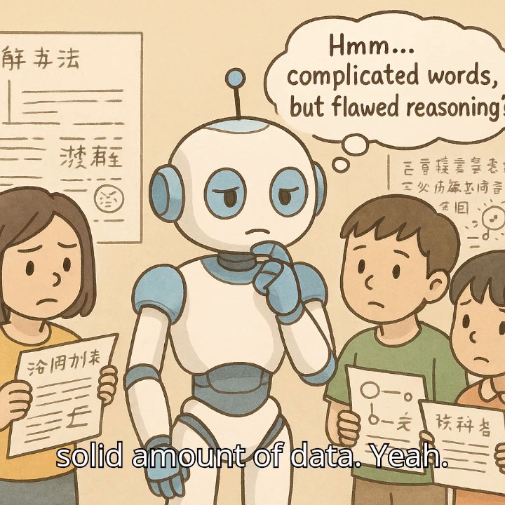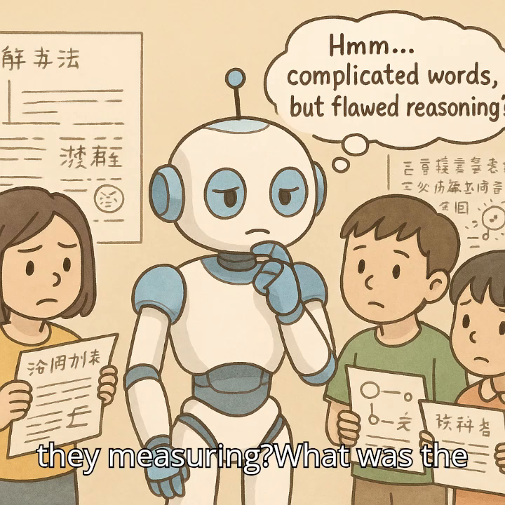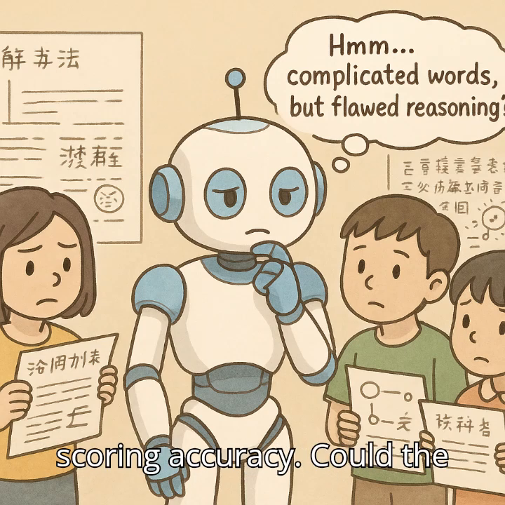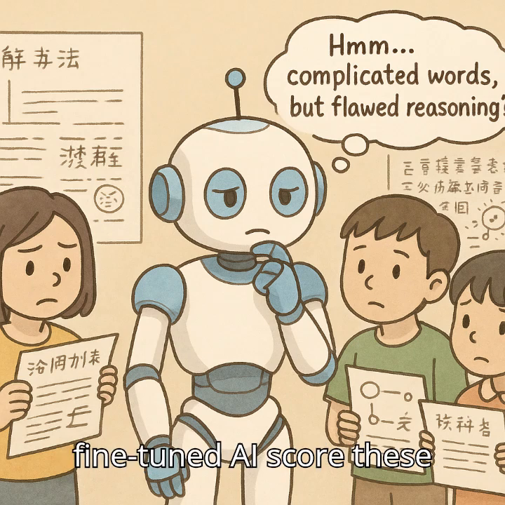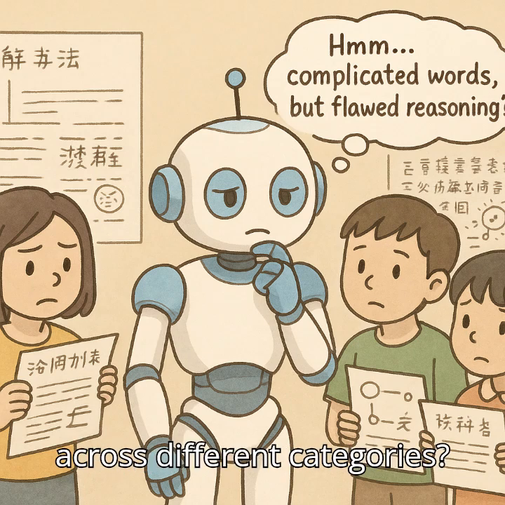That's a solid amount of data. Yeah. So after tuning it, what were they measuring? What was the focus? The main thing was scoring accuracy. Could the fine-tuned AI score these explanations accurately across different categories?